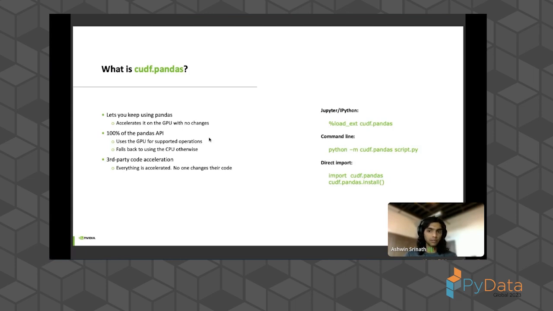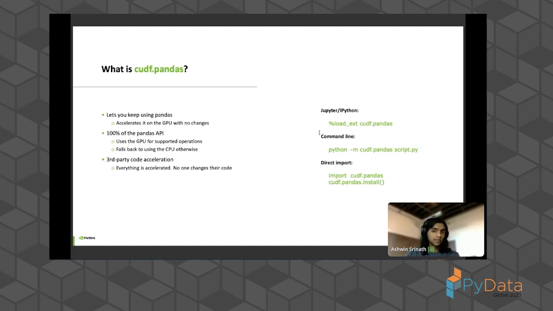You don't change anything about your code. You still import pandas in your programs. You still use libraries that use pandas. But those pandas calls are accelerated on the GPU. And cudf.pandas can in this way support 100% of the pandas API. The way it does that is that certain operations run on the GPU and other unsupported operations run using pandas on the CPU. Third-party code that you might be using is accelerated. No one needs to change their code, but everyone gets to use the GPU without any changes.